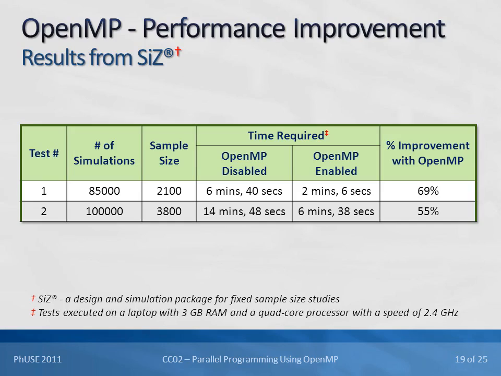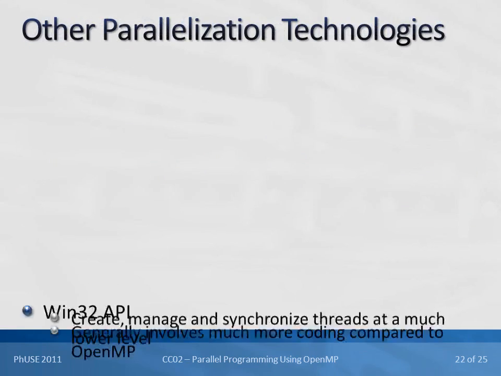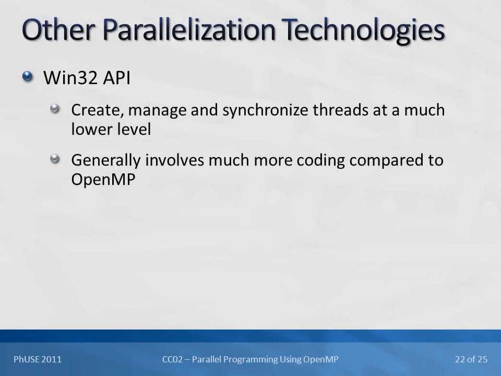OpenMP is not the only technology available. You could do it from first principles by using the Win32 API, but then that needs a lot of work. Of course, you get more power. You can do many more things when you use something like this, but it just needs a lot of rework. You have to redesign your program and all that.